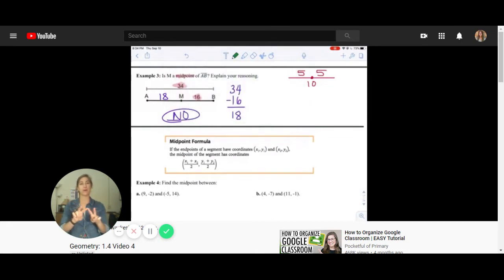Your other option, I think, is to divide 34 in half, which is 17. So if M was the midpoint, A, B, M, right, where the whole thing is 34, then for M to be the midpoint, each piece would need to be 17. So M is not the midpoint of segment AB.